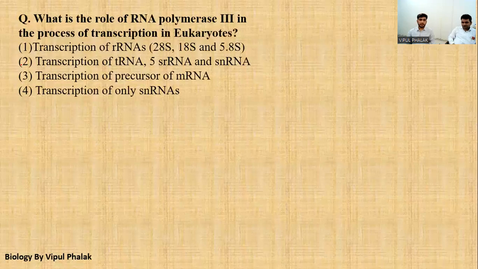What is the role of RNA polymerase 3 in the process of transcription in eukaryotes? We know that there are three types of RNA polymerase. First is RNA polymerase 1.